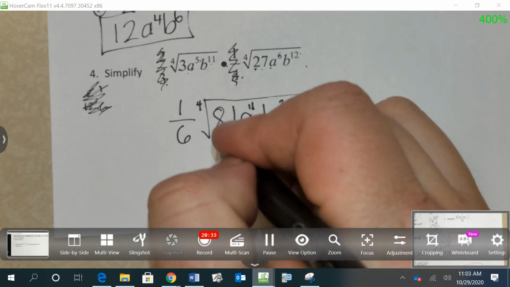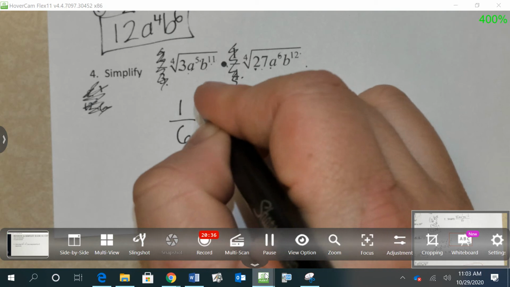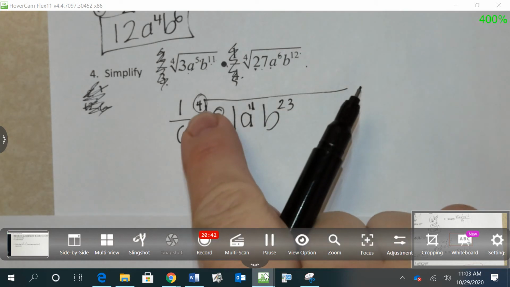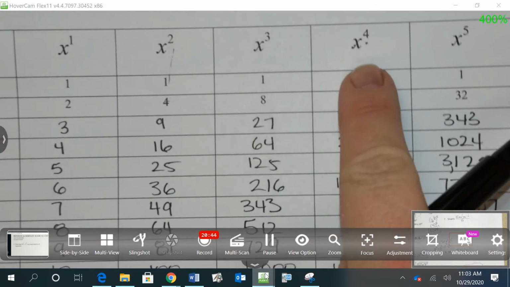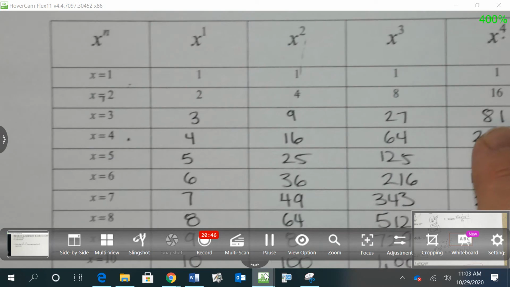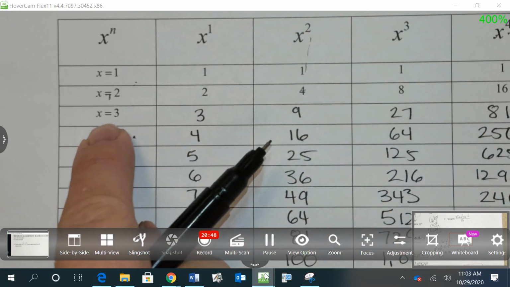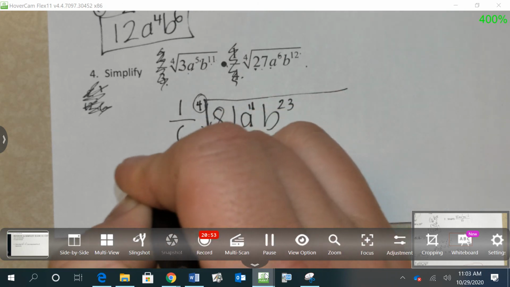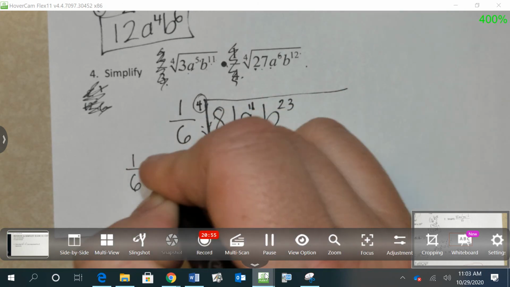Okay, so 81 walks to the door and says, hey, can I get out? And the number 4 says, well, just a second, let me see. So again, I go to column 4, and I go down to see, is there an 81? Oh, there is. That means it evaluates to be 3. And so the bouncer says, yes, you can get out. And when it gets out, it becomes a 3.